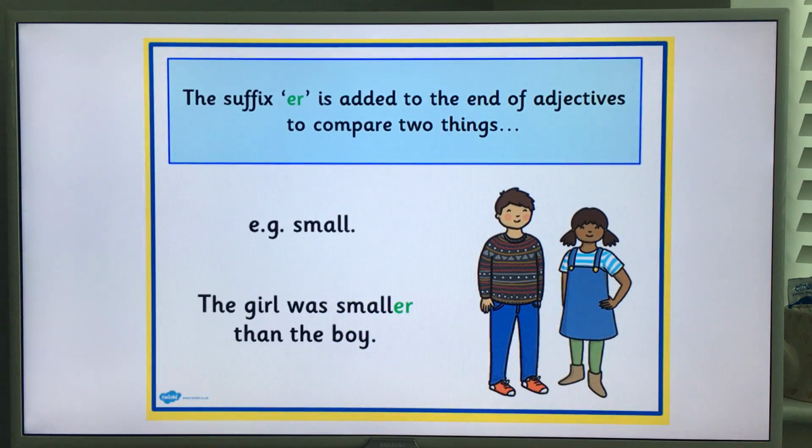If you add the suffix er to the end of an adjective, it compares two things. So for an example, if you have the root word small and you add er, you would have smaller. And you could say, the girl was smaller than the boy.